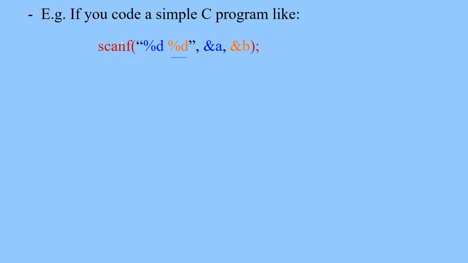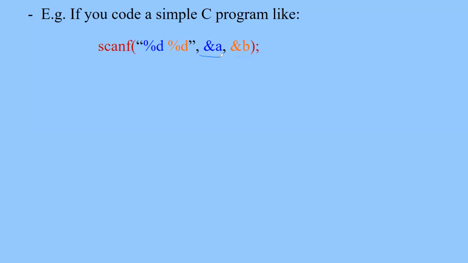So simply, this statement is requesting the user, or let me put it this way: this statement is reading. Scanf is a function for reading. It is reading two values. One value is to be stored in a memory location called A. The next value is to be stored in a memory location called B. So it is reading two values, value A and value B.